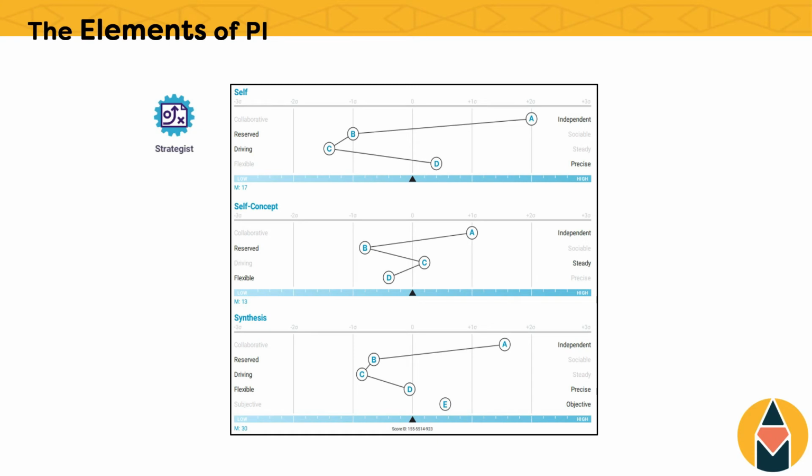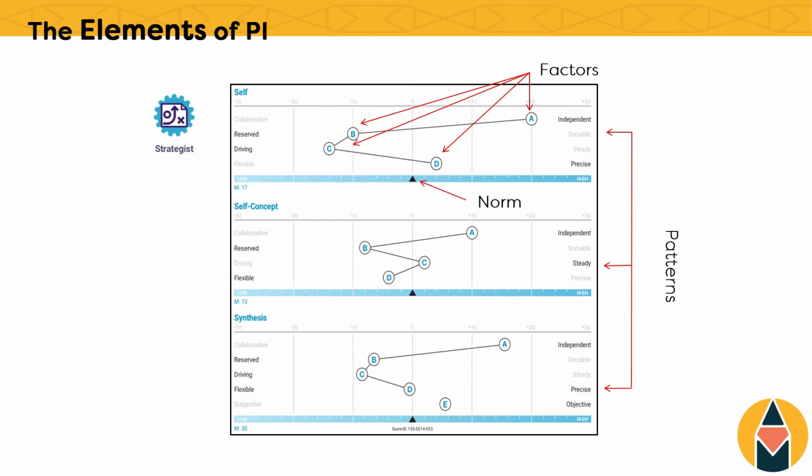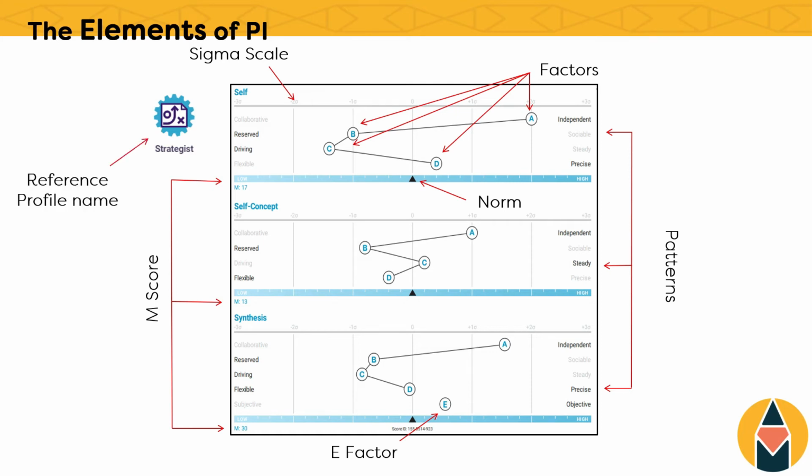Let's look a little bit more at the elements of PI. We have our three patterns that we already talked about. These are the four factors. These are our four major motivating drives and needs. Right here is the norm or the midpoint. And here we have the sigma scale. There are 6 sigmas across each graph. The numbers below the graphs is called the M-score. So it's the total number of words checked per graph. And the M-score in the synthesis is the total number of words checked in the self graph plus the self-concept graph. Factor E is our 5th motivating drive and need factor. And then finally, our reference profile name.